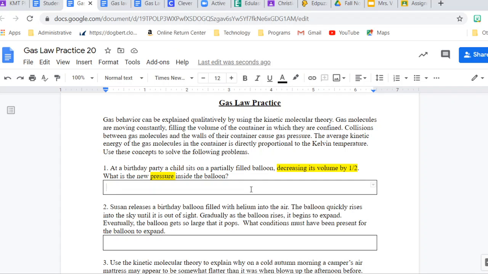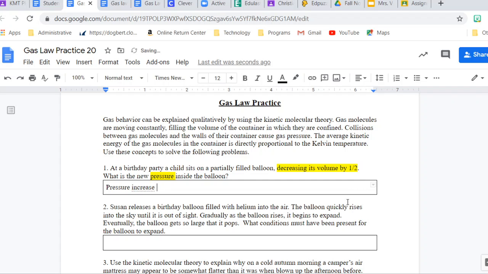volume and pressure. And if you look at your three gas laws, the only gas law that has pressure and volume is Boyle's law. And Boyle's law tells you that pressure and volume are indirectly proportional, which means they are opposites. When one goes up, the other goes down. So if I am decreasing the volume by 1/2, then what happens to the pressure? Well, the pressure increases.